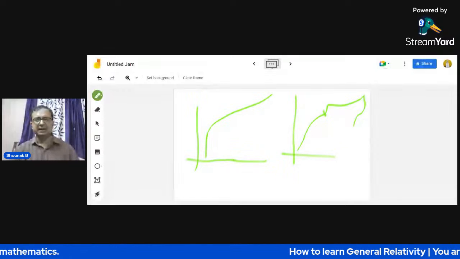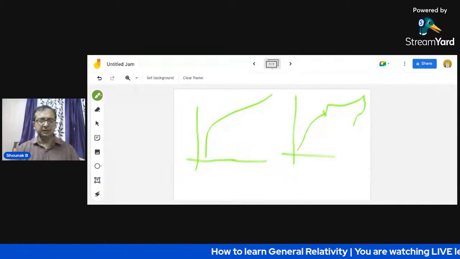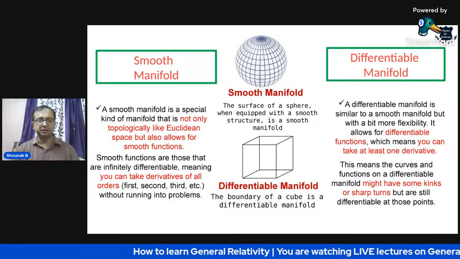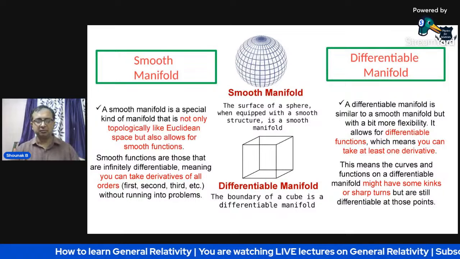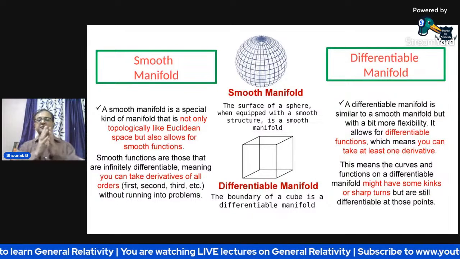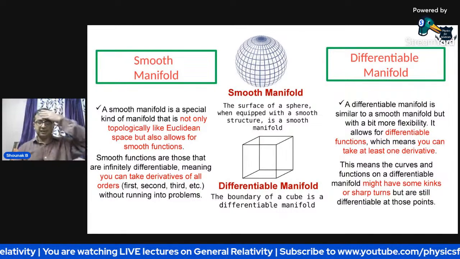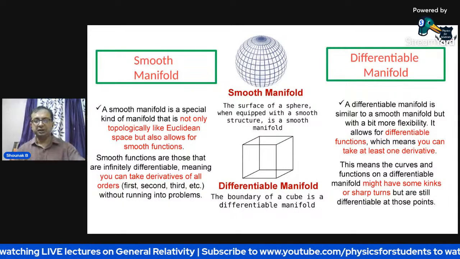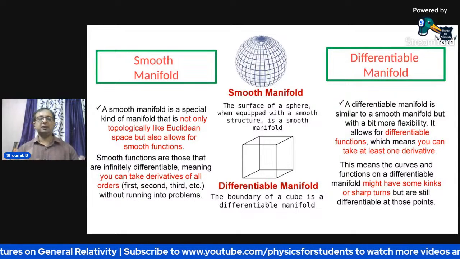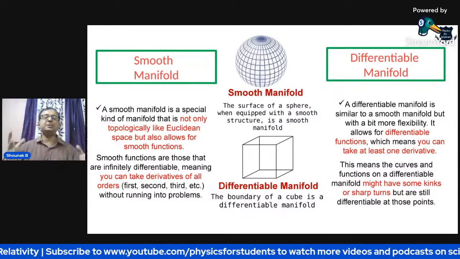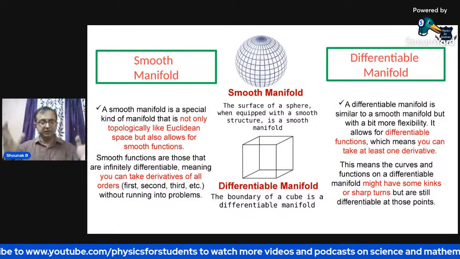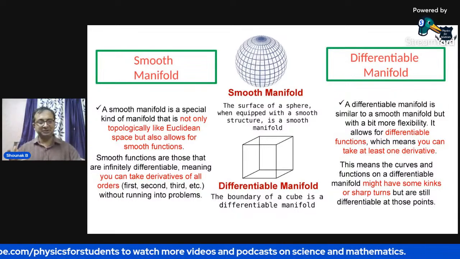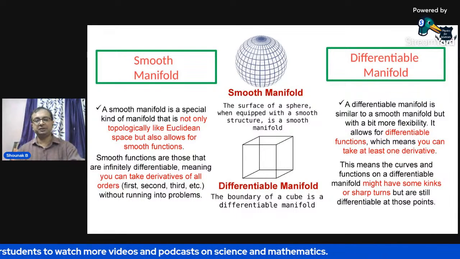So that is the difference. I will come to that. Again, it is a part of pure mathematics, smooth and differentiable function, but let us understand what is the basic agenda. So the surface of a sphere, when equipped with smooth structure, it is a smooth manifold. So again, the question is that why I'm taking a sphere? Because general relativity deals with the sphere, that is the earth, etc., calculating those curvatures, right? So I'm taking the surface of a sphere.